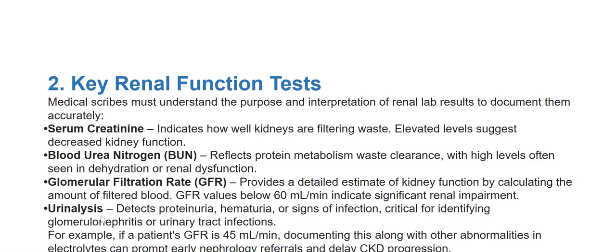Urine analysis detects proteinuria, hematuria, or signs of infection, critical for identifying glomerulonephritis or urinary tract infection, or UTI for short. For example, if a patient's GFR is 45 ml per minute, documenting this along with other abnormalities in electrolytes can prompt early nephrology referrals and delay CKD, chronic kidney disease, progression.